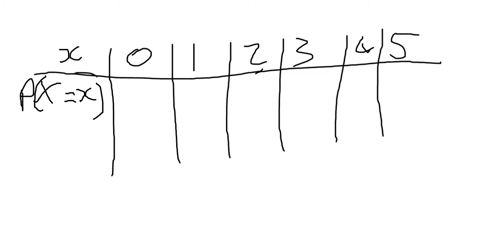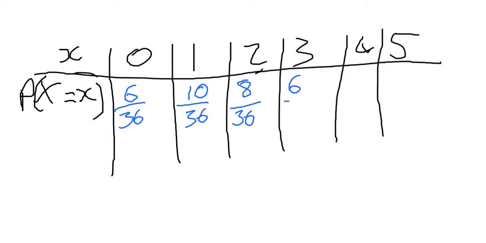Right. Now, there are 36 possible options with two dice, and of those, 6 out of 36 have a 0. 10 out of the 36 have a 1. 8 out of the 36 have a 2. 6 out of 36 options of getting a 3. So that, for example, that could be a 6 and a 3, a 5 and a 2, a 4 and a 1, a 3 and a 6, a 2 and a 5, or a 1 and a 4. Right?